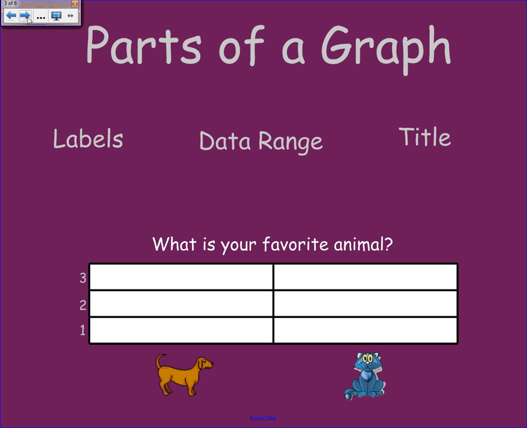Let's talk about the parts of a graph. Can anyone tell me where the labels are? Great. Can anyone tell me where the data range information is? Can anyone tell me where the title is?